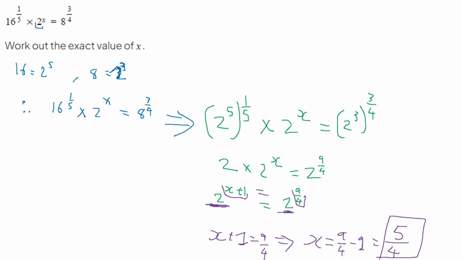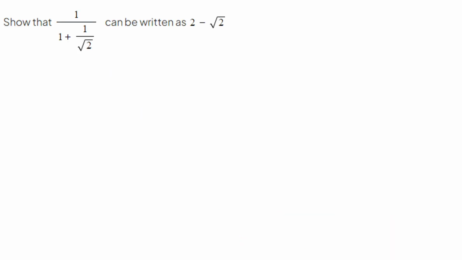What about the surds? So let's say we were told something like this. Show that 1 over 1 plus 1 over root 2 can be written as 2 minus root 2. Remember what we said before. When we rationalize the denominator, we need to use a difference of 2 squares. When we have a 1 over root, it's exactly the same as how we did it in the last class.